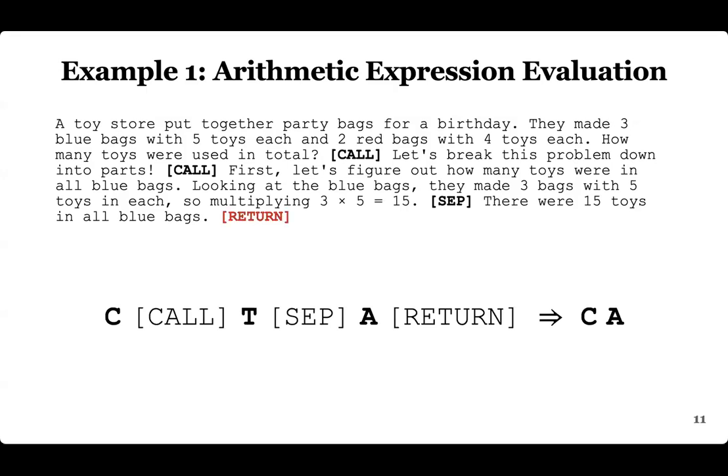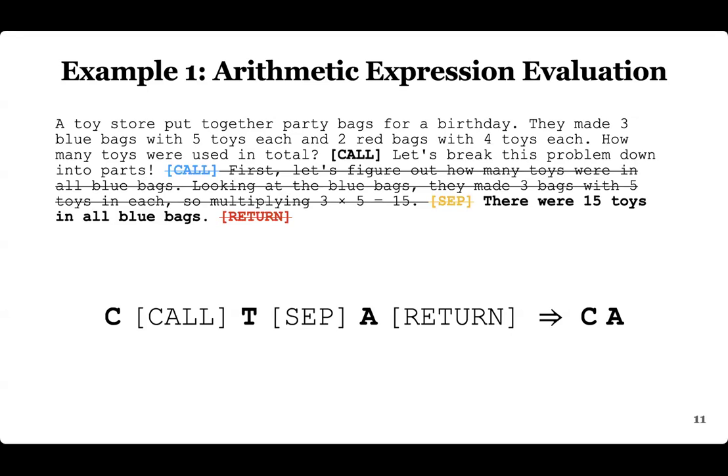So when the current sequence has a return token, it will find the most recent sep token. And when we find the sep token, it will find the most recent call token before that sep token. And this is a pattern in the current sequence, and it will trigger this reduction rule to delete the intermediate thoughts and merge the final answer.